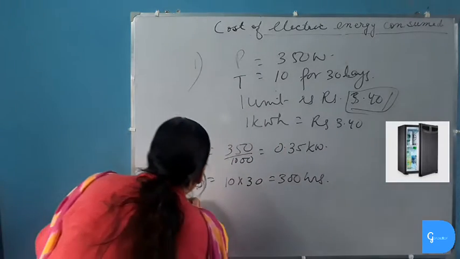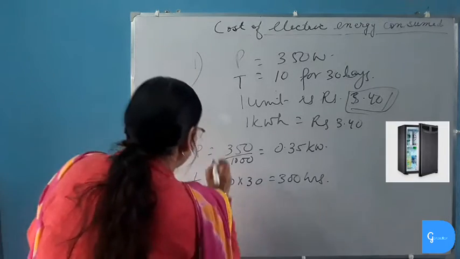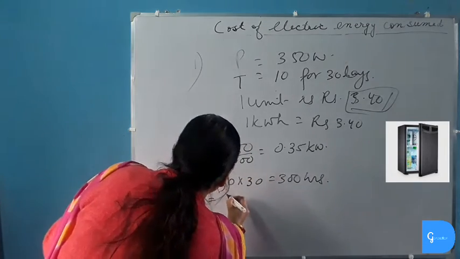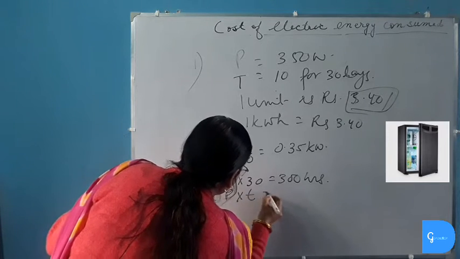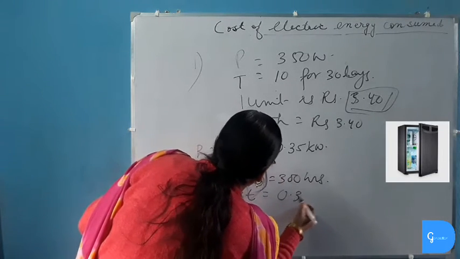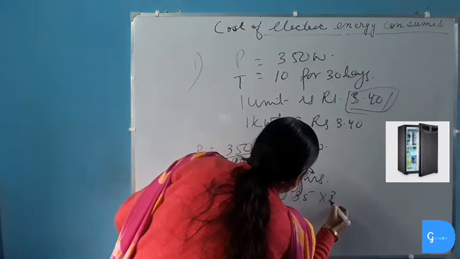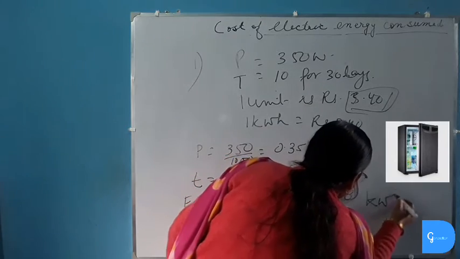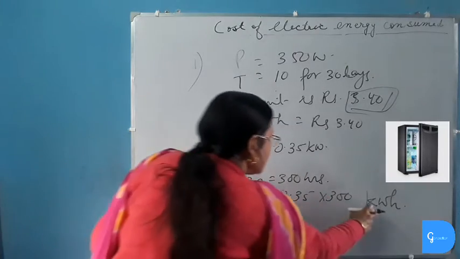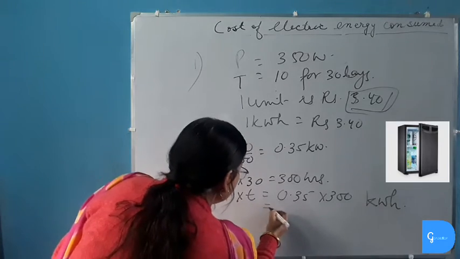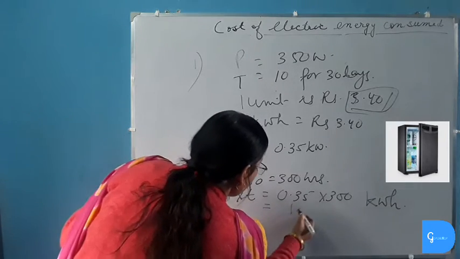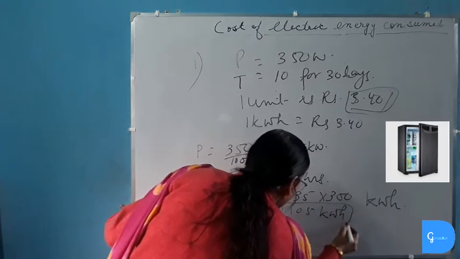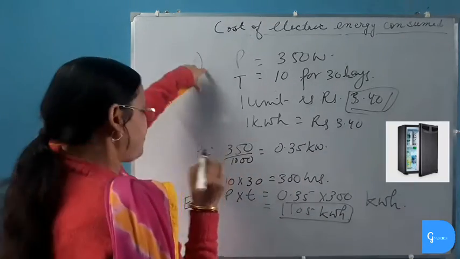So electric energy consumed, to convert it into kilowatt hour, will be power into time, which is equal to 0.35 into 300 hours. This will give the amount of electric energy consumed in kilowatt hour. This will be 105 kilowatt hour. So this is the amount of electric energy consumed by the refrigerator.